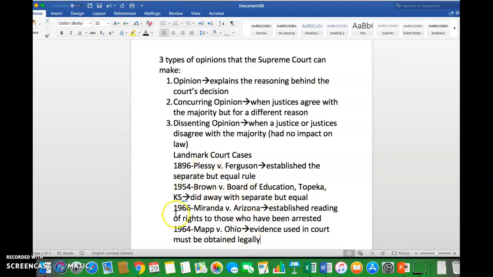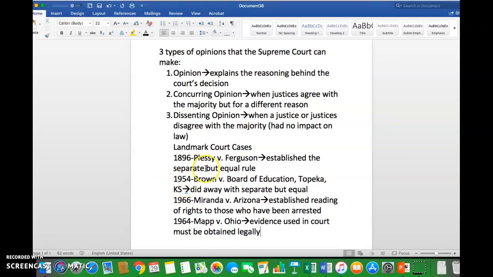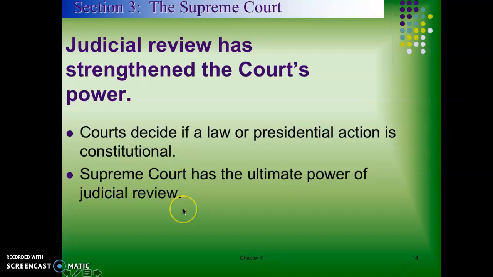So there are 4 different cases. They're landmark cases that have played a really important role in the courts throughout the United States.